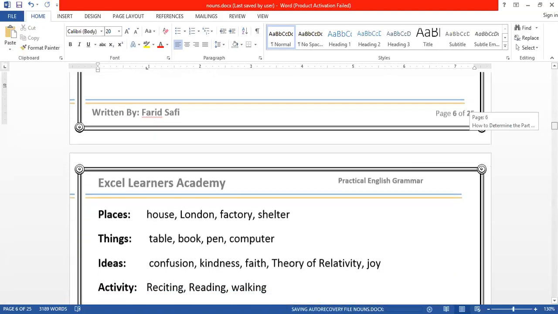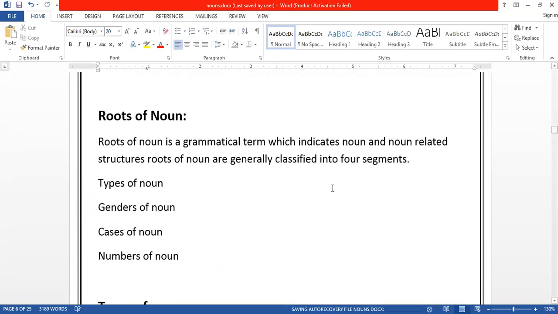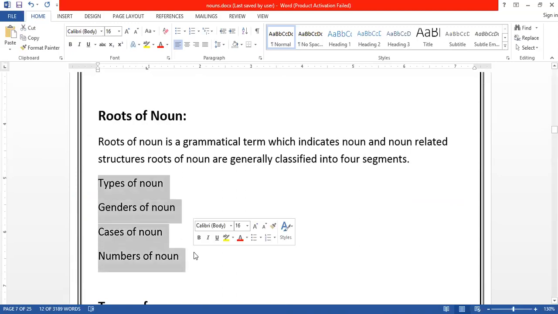Now we want to move towards the roots of noun. We will study here the roots of noun. This is an important topic, roots of noun. It's a grammatical term. Anything that indicates a noun, or that is related to a noun, or anything related to the structure of a noun, we call it what? Roots of noun. So roots of nouns, we have four in number. You need to remember, we have got four in number.